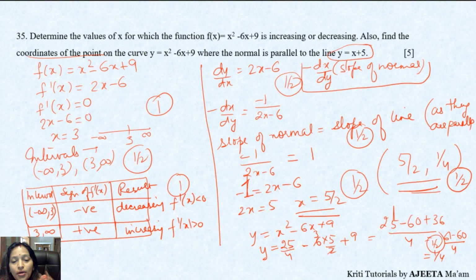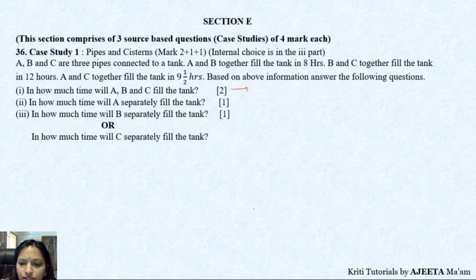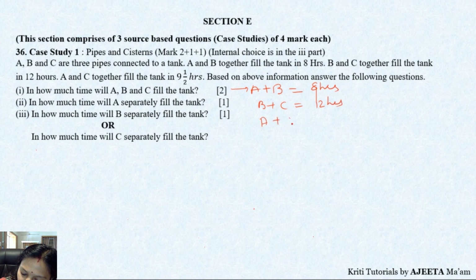Now this was all about section D. Now let's start this question. Now A, B, C fill the tank. Now A plus B, they are filling the tank in how many hours? 8 hours. B plus C, they are filling the tank in 12 hours together. And A and C, they are filling the tank together in 19 by 2 hours. Correct? Now if I add all the equations, so 2 times A plus B plus C.